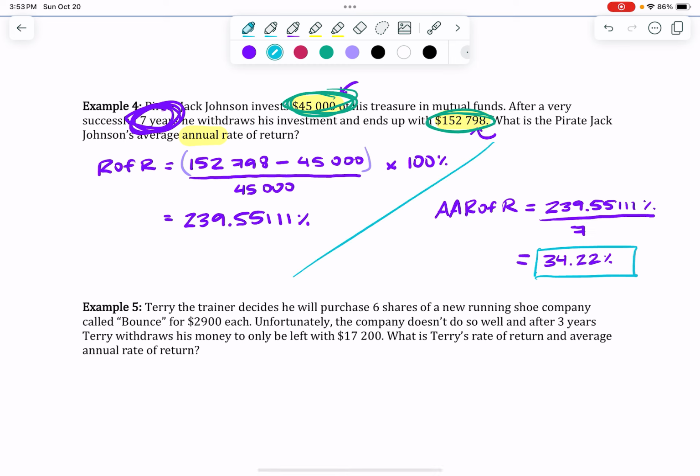Okay, couple of things. My rate of return tells me my overall big picture for the longevity of the investment. My average annual rate of return tells me on a per year basis. If I was comparing investment 1 and 2 from that first example, I could do so by comparing the average annual rates of return, not just the regular rate of return. Because in that very first example, we invested for 3 years. Here we're investing for 7. So there's an unfair starting ground with Pirate Jack Johnson if we compared them directly. Okay.